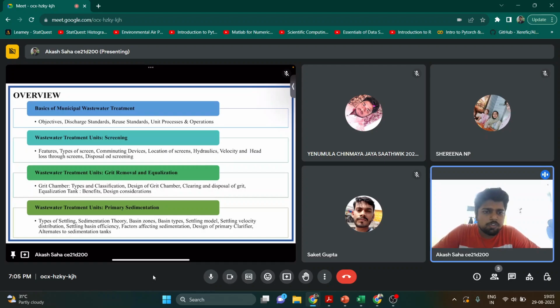And then we moved on to the topics related to grit removal and equalization tank, and we saw the design aspects of that. And at the end, we learned about the primary sedimentation and the related concepts. So this was the whole overview of week 5. I have some subjective as well as objective questions related to this week 5. So we will start with the subjective type numericals because we are much familiar with the other aspects.